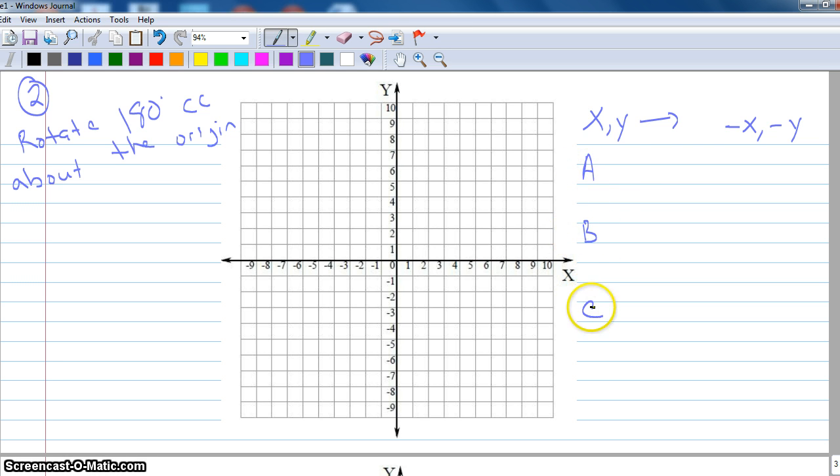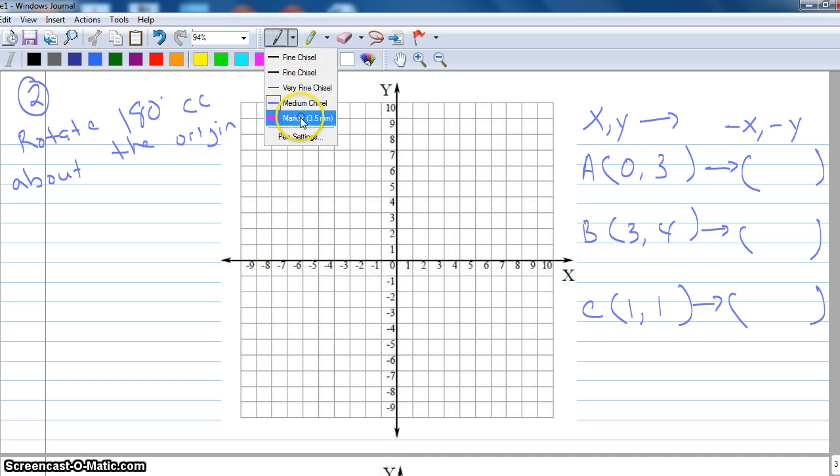A, B, and C. 0, 3, 3, 4, 1, 1. Well, first let me graph the original one. Alright, so that's my original triangle. So over here, you're going to keep them in the same order. You're going to change the sign of all of them. Well, you can't change the sign of 0, so it stays 0.